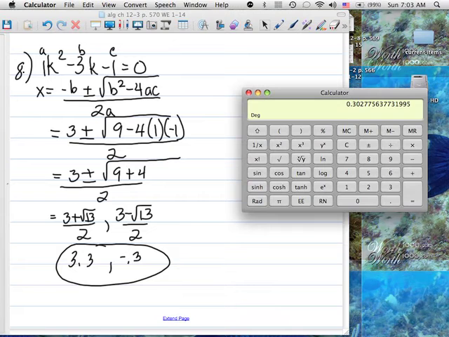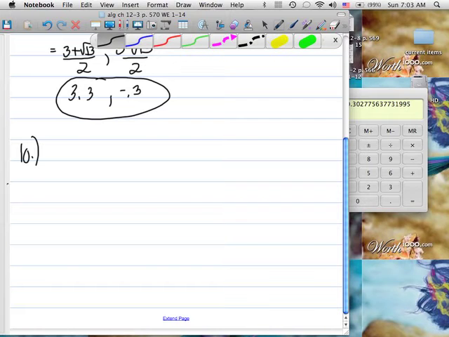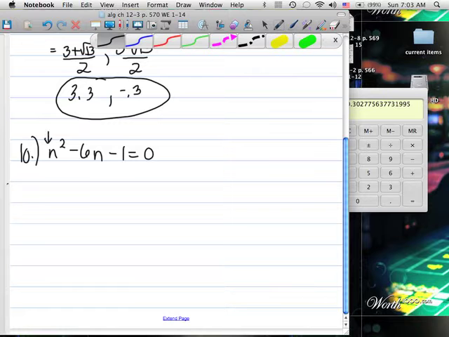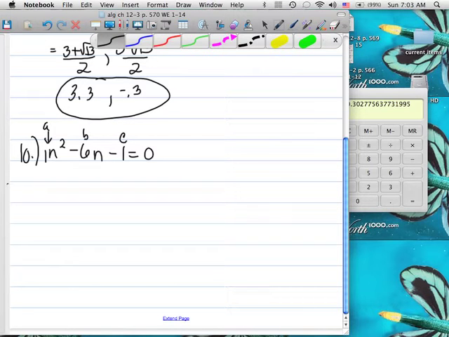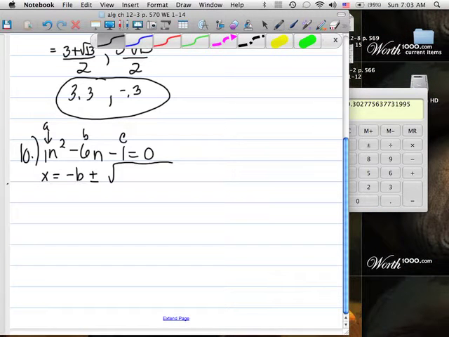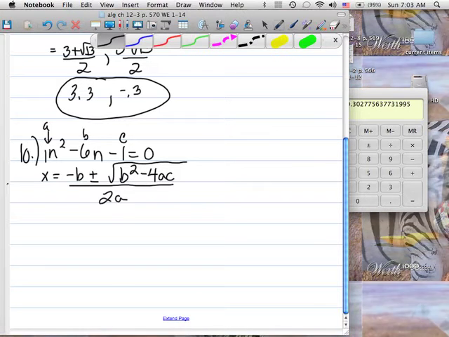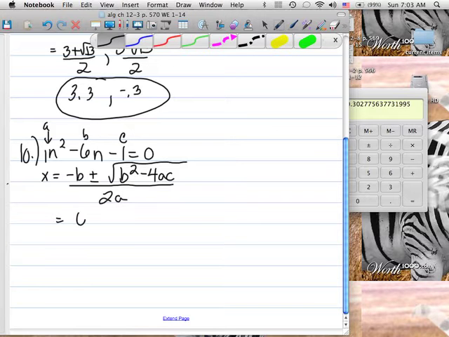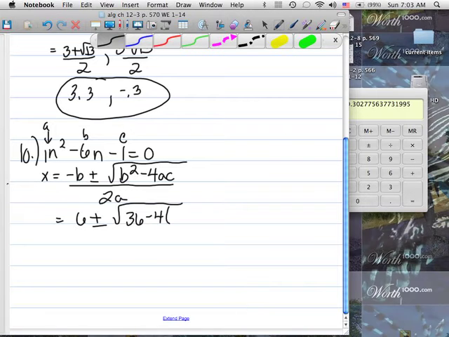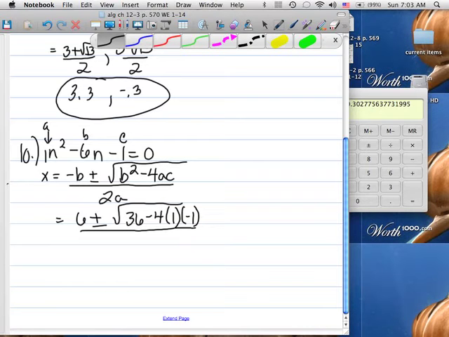Okay, problem number 10. We have n squared minus 6n minus 1 equals 0. A is 1, B is negative 6, and C is negative 1. Formula is x equals the opposite of b plus or minus the square root of b squared minus 4ac over 2a. The opposite of b, the opposite of negative 6 is 6, plus or minus the square root of b squared, negative 6 squared is 36, minus 4 times a, which is 1, times c, which is negative 1, over 2 times a, 2 times 1 is 2.